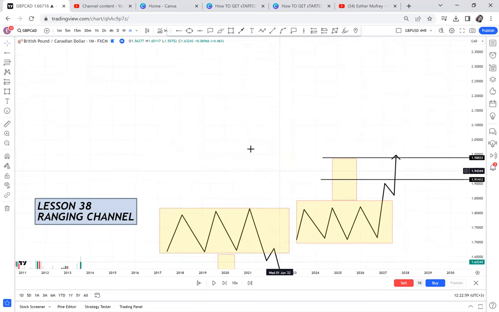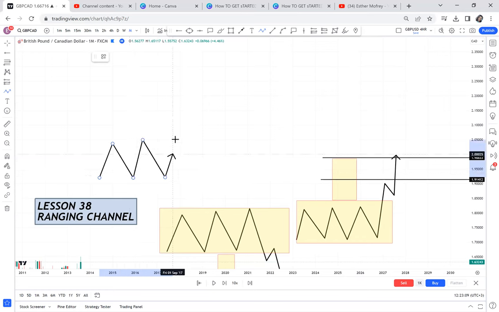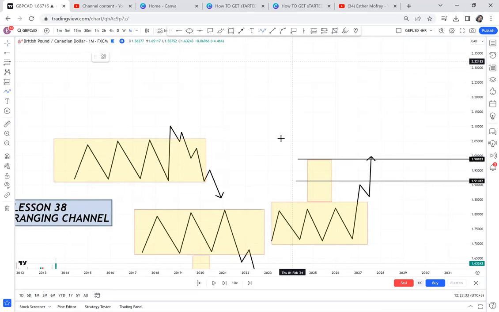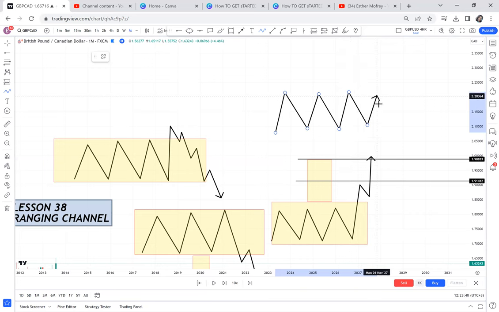Now, something people don't understand: I've seen many cases of a ranging channel doing this. It's up, down, up, down, up, and then the market breaks, and instead of coming up, the market continues going down. So the question is, what causes this? Yes, it has broken the range, but it still refuses to go up, like it changes its mind. How would you spot such a channel? The market is going down, and when it comes down, it breaks, and instead of continuing in that direction, it changes. It's like a fake breakout.